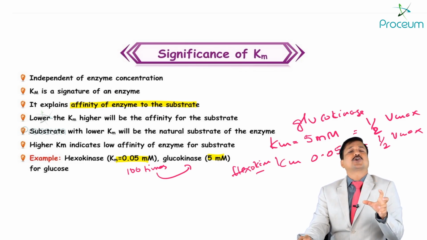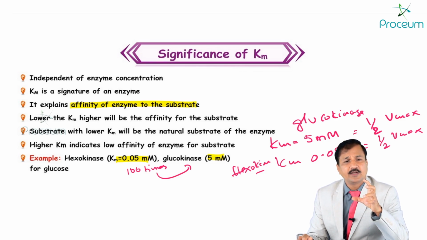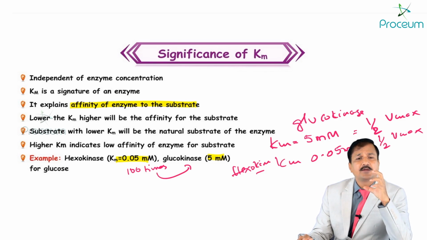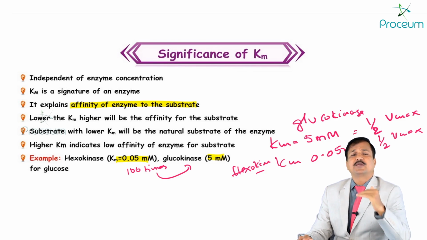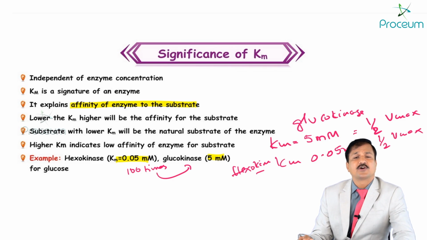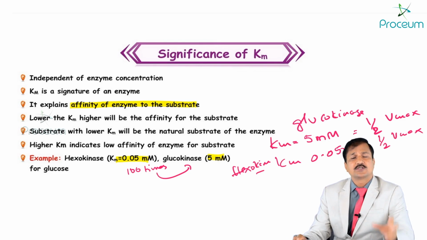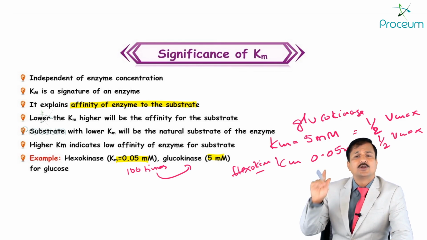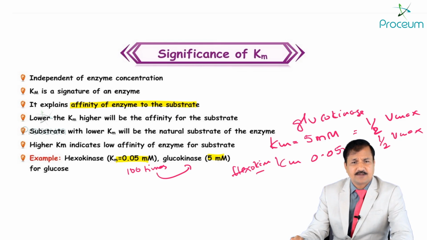So that means hexokinase has got low Km. It means it has got higher affinity for glucose, and that means hexokinase works at low substrate concentration. Whereas glucokinase needs 100 times more glucose concentration than hexokinase, because it needs 5 millimoles instead of 0.05 millimoles to reach its half maximum velocity.